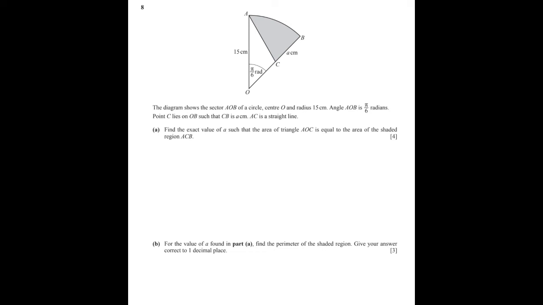So that's basically what we're going to be using. All right, and then for B, we use the answer in A to find the perimeter of the shaded region. So that's just two line segments and the arc added together. Okay, so let's start with A.